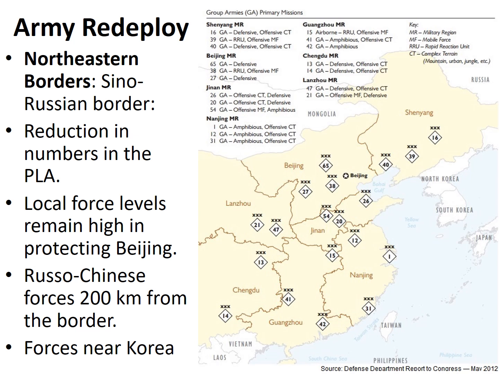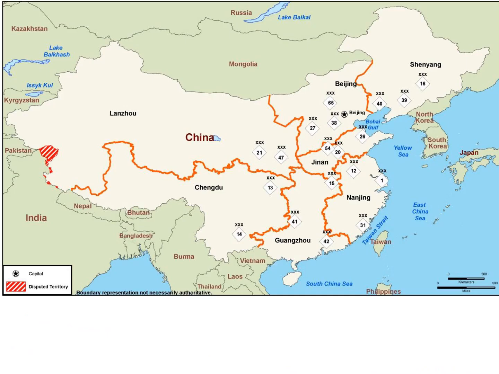So you can see each of those diamonds with 3 X's on top is the equivalent. It's an army for China, but it's a Western Corps equivalent of around 50,000 soldiers. So you have 3 divisions in there, one of which could be mechanized or be a tank division. And a tank division's got about 250 tanks. So you can see the northeast, which is the area around Beijing, and you can see the Shenyang military region.